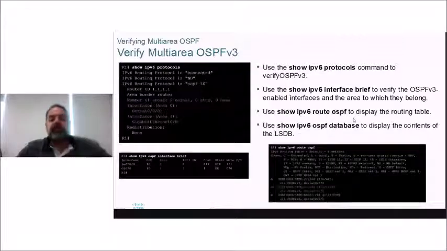And so, of course, how do we verify it in IPv6? Exactly the same. It's just IPv6 instead of IP. And so, again, your intra-area networks will have OI. Protocols shows you which interfaces are in which area. Interface brief, of course, gives you the interfaces and their areas.